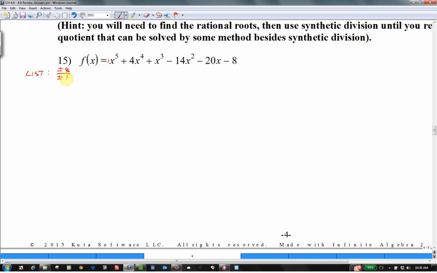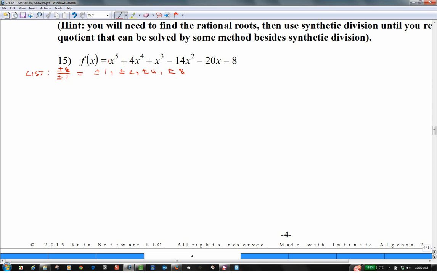So my factor list is going to be equal to plus or minus 1, plus or minus 2, plus or minus 4, plus or minus 8. From that list, I'm going to choose one to use in a synthetic division and see if it is a 0. So let's go ahead and list the coefficients for synthetic division.